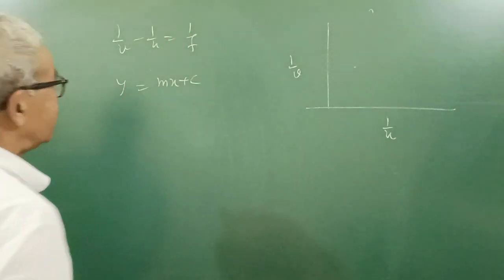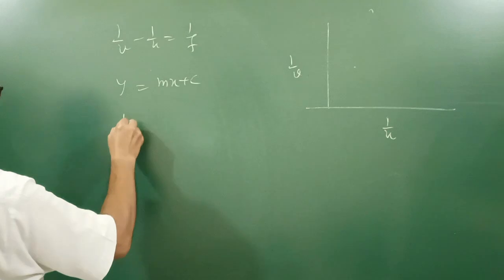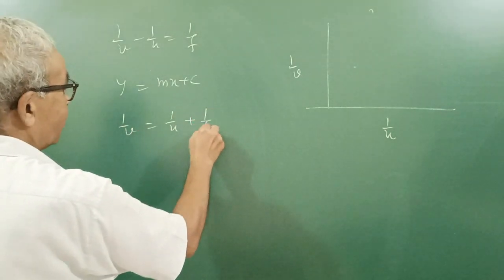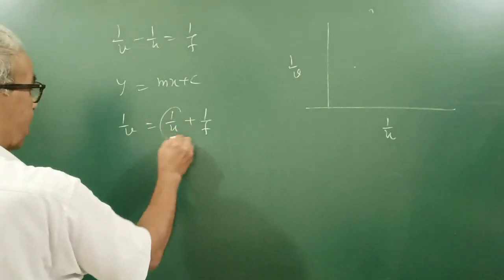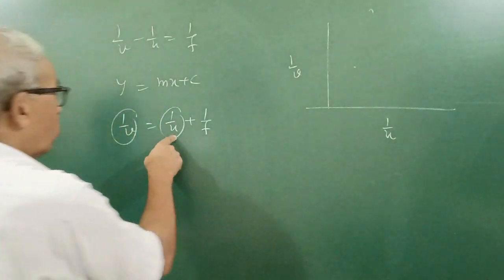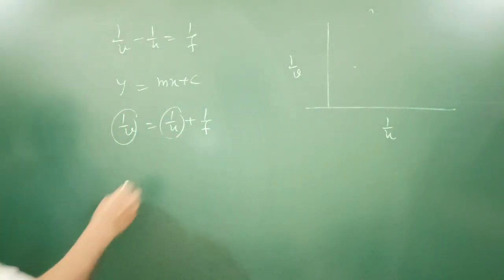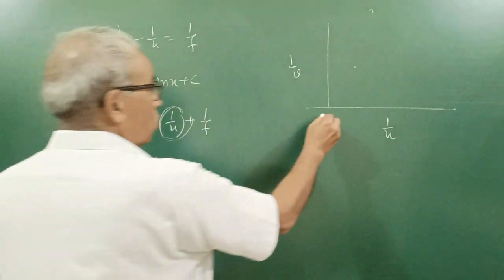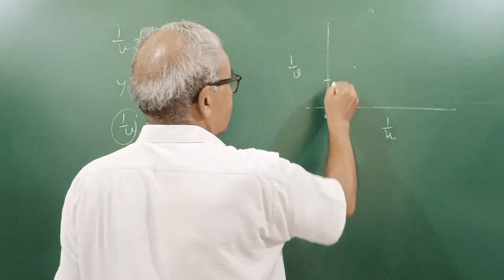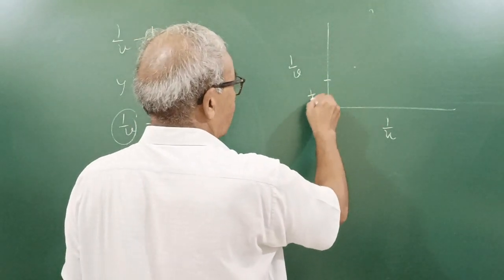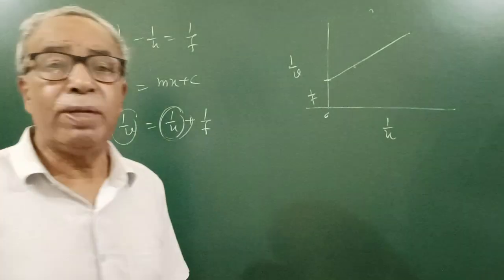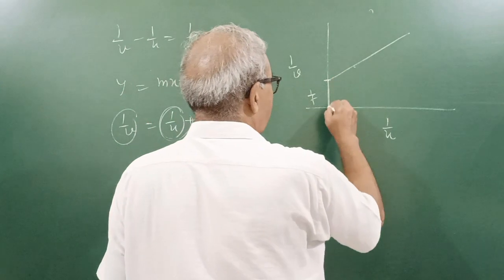इसको इधर ले जाएंगे तो ऐसे, 1/V equal to 1/U plus 1/f. y intercept c. So when 1 upon u is 0, 1 upon v is equal to 1 upon f. Suppose 1 by f is this much. Then the graph will be a straight line. This value will be 1 by f.